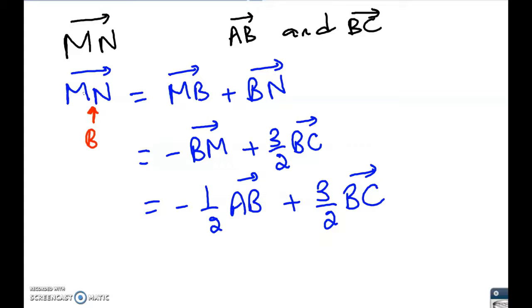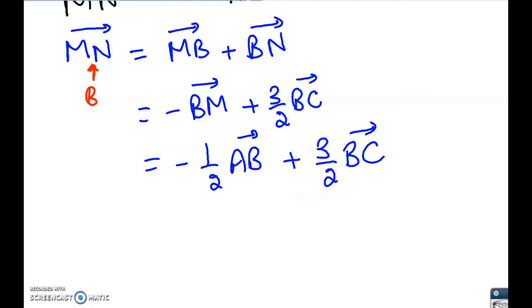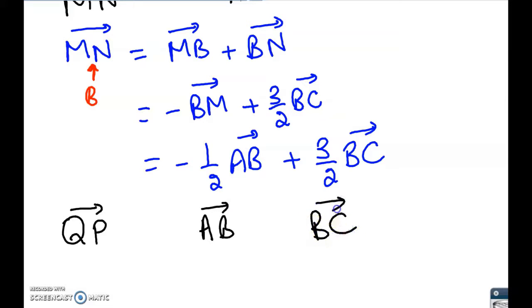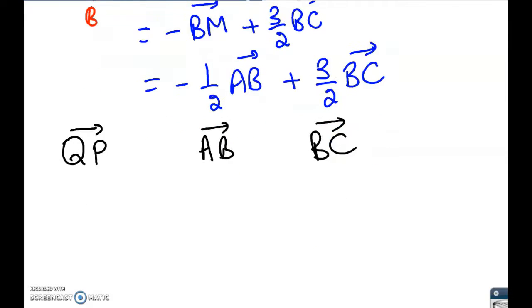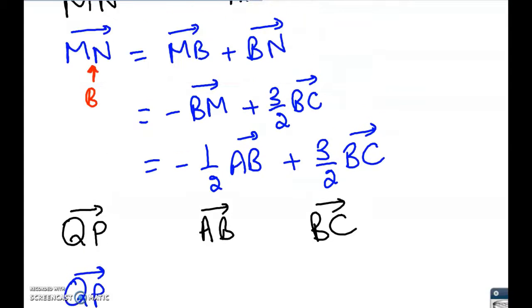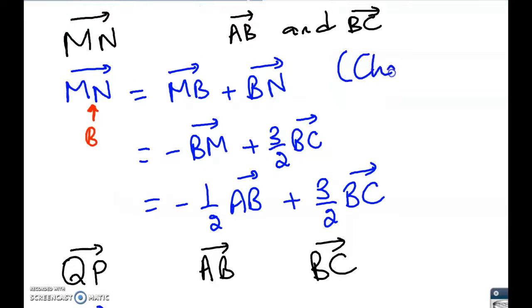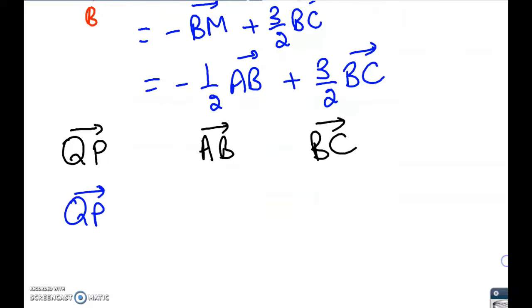Now let's consider the second one. We want to find QP in terms of AB and BC. So QP, in terms of AB or as a linear combination of AB and BC. So which letter should we insert first? Of course, this is by Chasles. So we should write here Chasles' rule. And let's think now what we should insert.